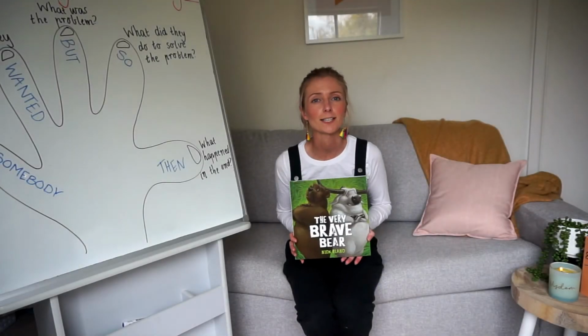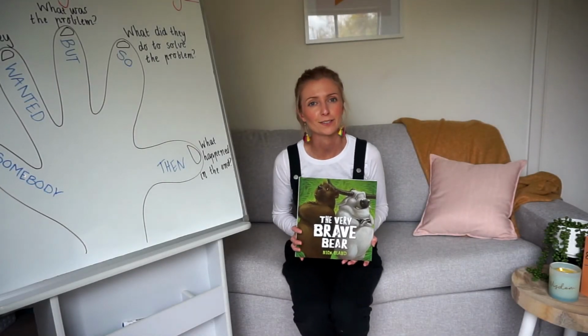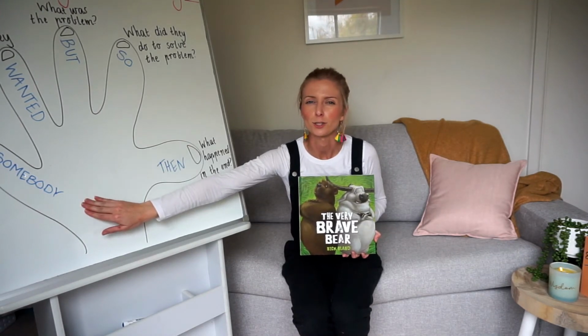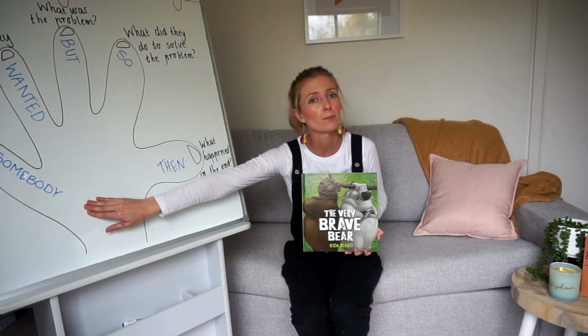Alright, let's have a look at our text, The Very Brave Bear by Nick Bland. Now, do we need more than one person for our summary? I think so too. It should be about Bear and Buffalo. So what did Bear and Buffalo want?